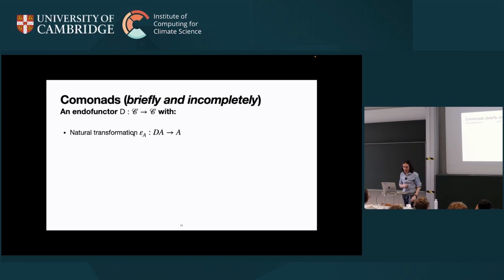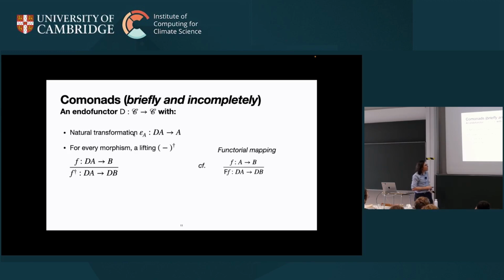This is called the extract or the co-unit. And then it has a morphism mapping that takes a DA to B morphism and turns it into a DA to DB. Now, this is a little bit like our functorial mapping. Remember, our functorial mapping takes a morphism A to B and turns it into a DA to DB. And we said this was like, apply that function to every element in the array or list.